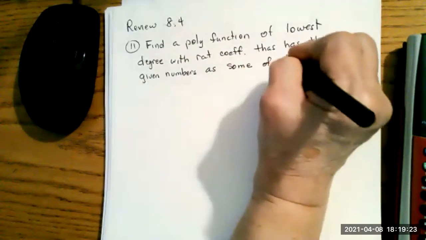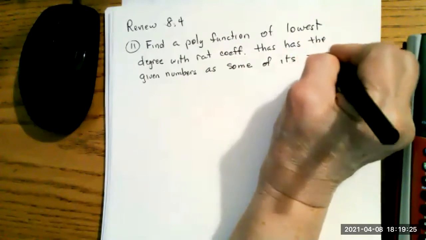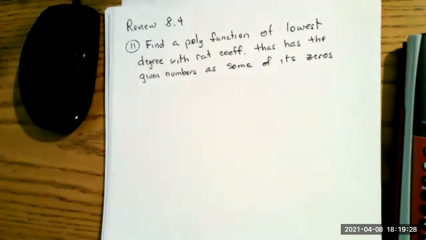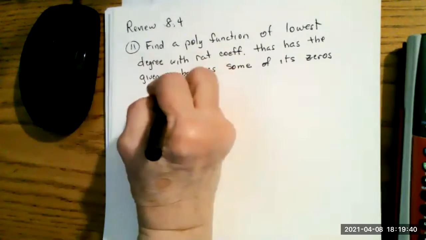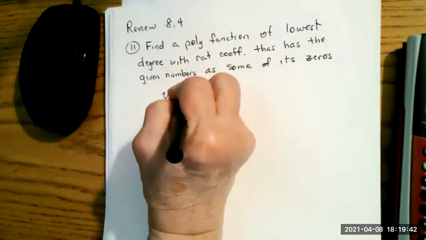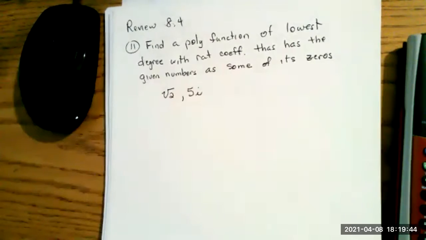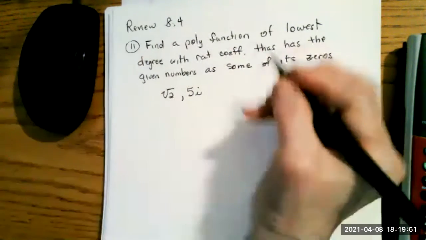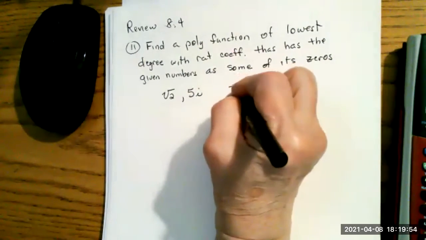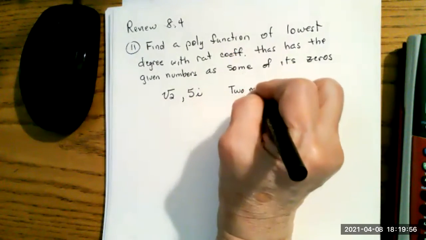Remember, zeros are the same as roots, are the same as solutions, are the same as x-intercepts. Those are all the same. And of course, if it's i, it won't be an x-intercept. But they give us 2 of them. They give us the square root of 2, and they give us 5i. So because we learned that there are such things as conjugates, we know that there are 2 more roots or 2 more zeros.